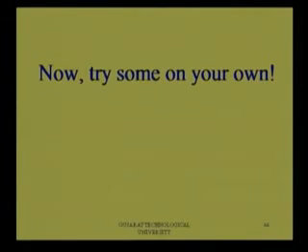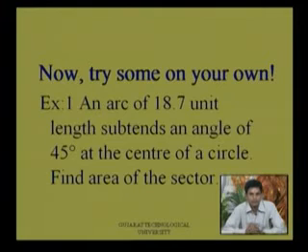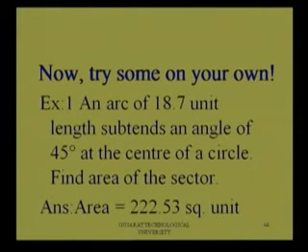Now try some on your own. Note down the question. An arc of 18.7 unit length subtends an angle of 45 degree at the center of a circle. Find the area of the sector. Here the arc length is 18.7 and the subtended angle is 45 degree. We want to find the area using the formula 1 by 2 r into s. You can find the area of the sector, and the answer is 222.53 square units.